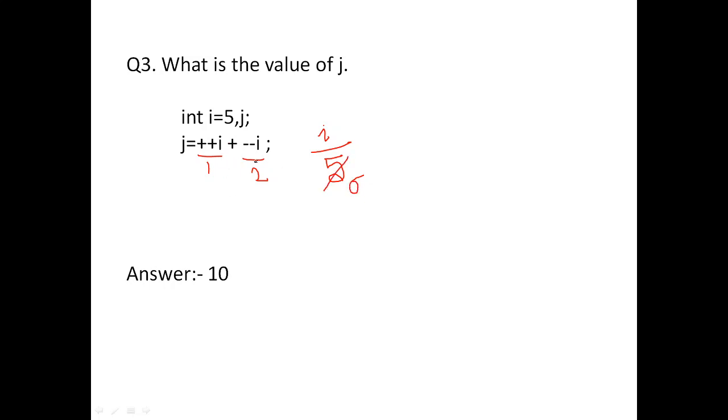Now is there any other pre-increment or decrement? Yes, there is another pre-decrement operation. So first of all we will decrement this value to 5. After this there is no other pre-increment or decrement. Then we will assign this I value to both of these. So first we will assign 5 here and then again we will assign 5 here. So the J value is equal to 10. So our answer is 10. Next question.